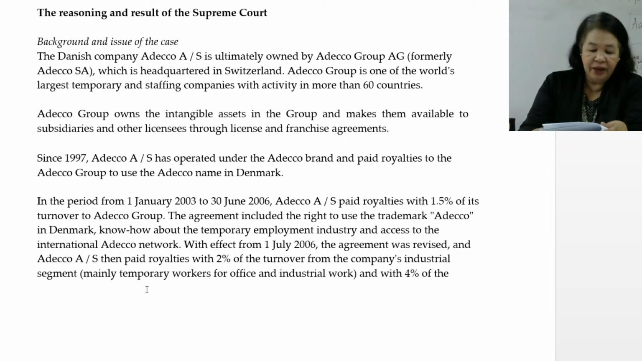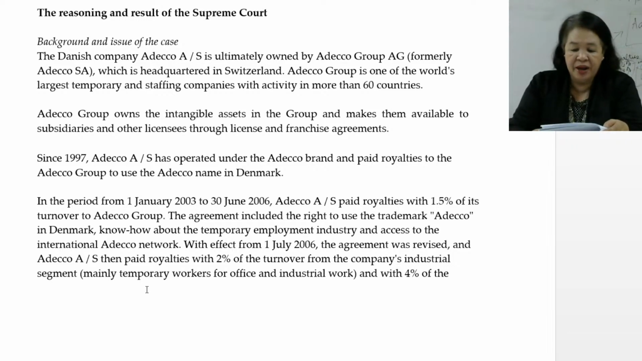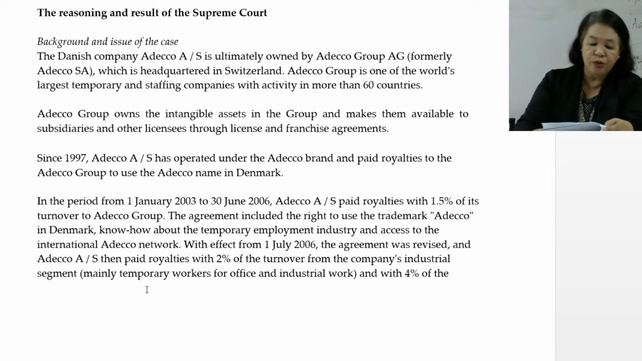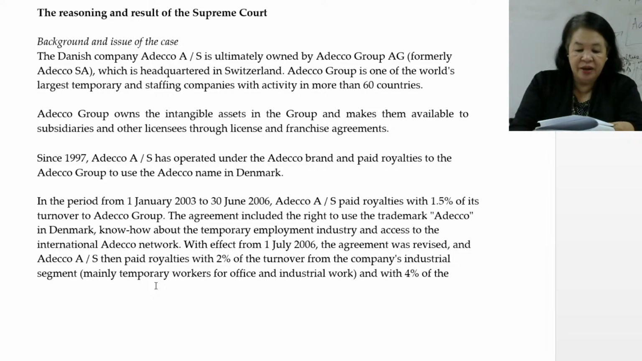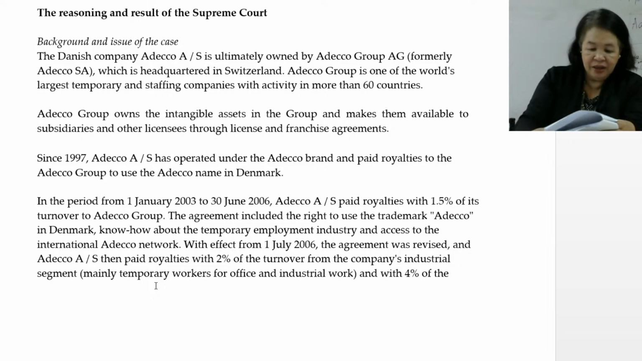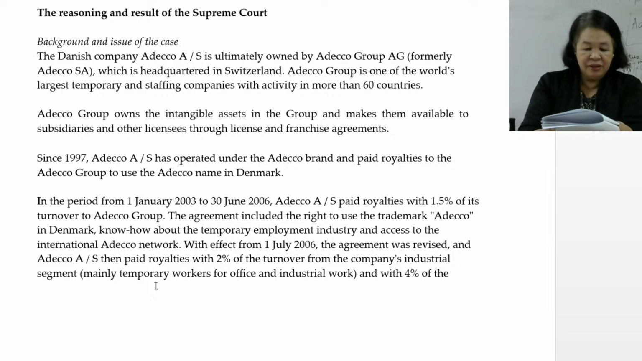Since 1997, Adecco AS has operated under the Adecco brand and paid royalties to the Adecco Group to use the Adecco name in Denmark. No? Okay. So, in the period from January 2003 to June 30, 2006, Adecco AS, nasundan mo, Hari? Paid royalties with 1.5% of its turnover to Adecco Group, no? So the agreement included the right to use the trademark Adecco in Denmark, know-how about the temporary employment industry, and access to the international Adecco network, no?